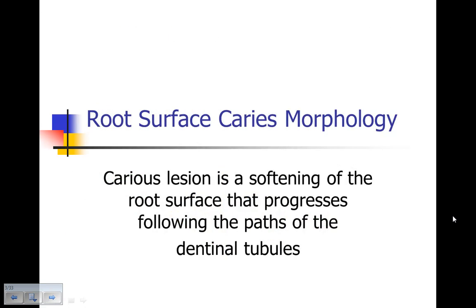Root surface caries morphology is slightly different than what we see with enamel caries. Generally, root surface caries, root caries, is characterized with gingival recession. The carious lesion is a softening of the root surface that progresses and follows the path of the dentinal tubules. Clinically, it's a discoloration on the root surface that's not hard, and if we were to take a sharp explorer, it would feel soft and tacky in its initial stages.